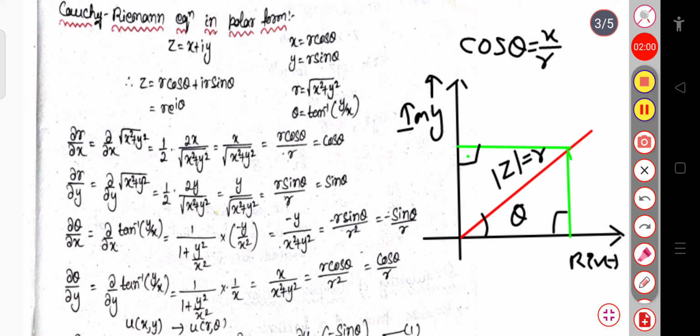Similarly we can write for sin theta. Sin theta equals p by h. So in this triangle we can see that this is my y component. So we can write this will be p by h, meaning y by r. So we can write x equal to r cosine theta and y equal to r sin theta.